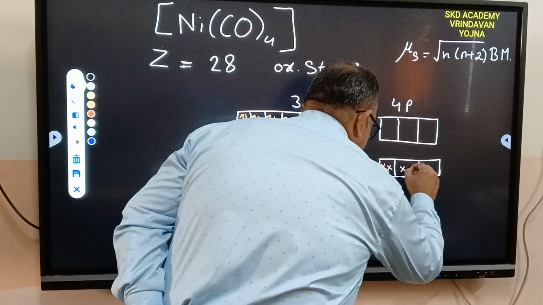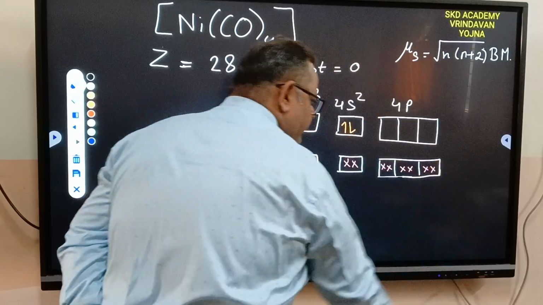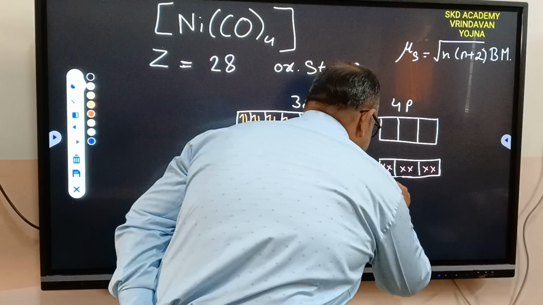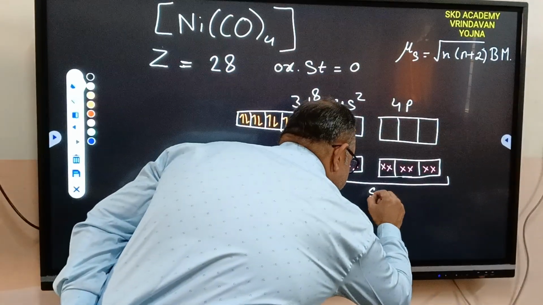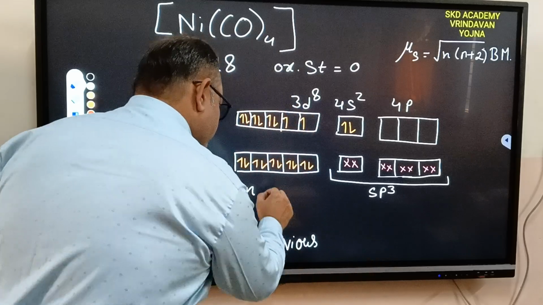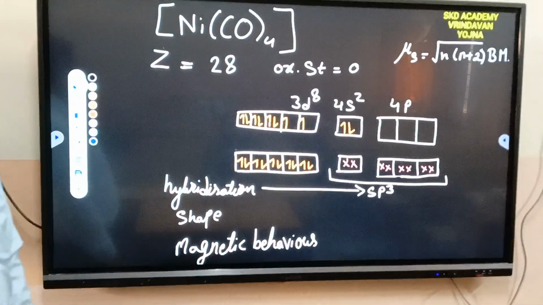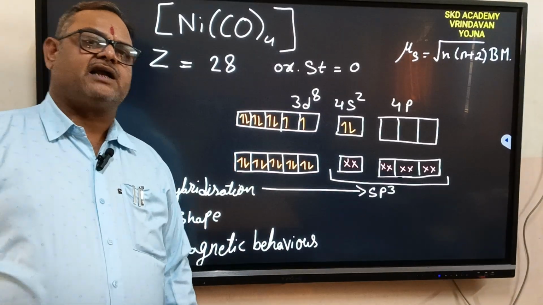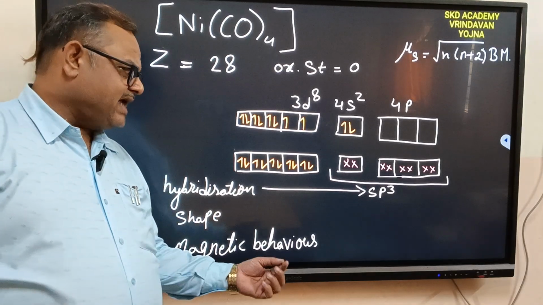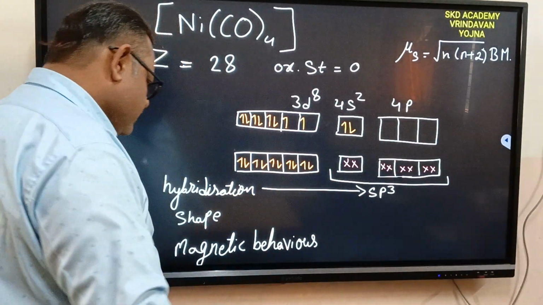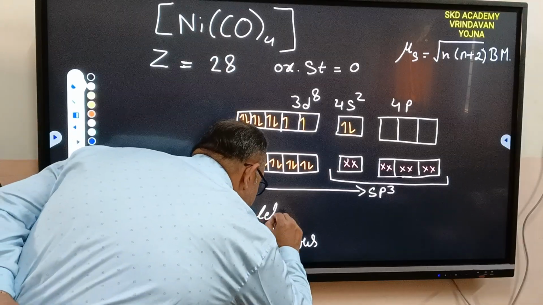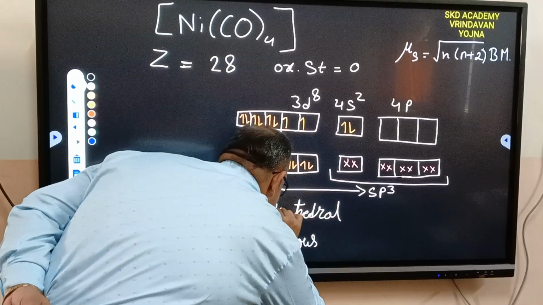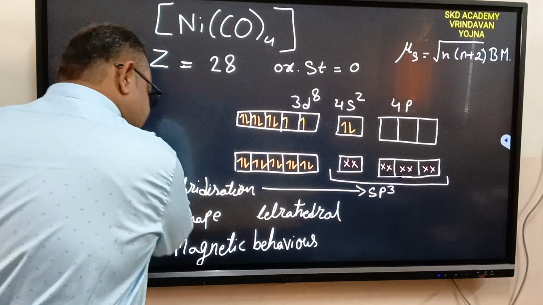Now 4 orbitals will accommodate 4 electron pairs, and thus we will get the hybridization as sp3. So first thing, we have determined the hybridization, which comes out as sp3. Now from VSEPR theory, you are supposed to memorize that whenever the hybridization is sp3, the shape will be tetrahedral. The shape will be tetrahedral.